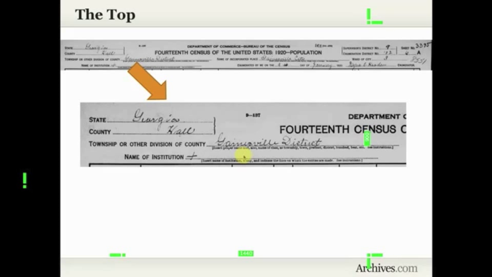That's going to be very useful to you if you find one of your ancestors listed on that page and they're enumerated in that institution. That gives you a clue for further research to follow up. If they're in this orphanage or this prison in this particular census year, I should really take a look and see if I can find the records of that institution.